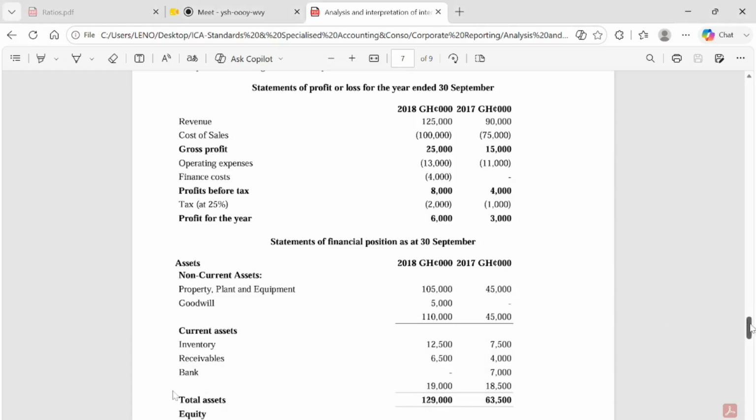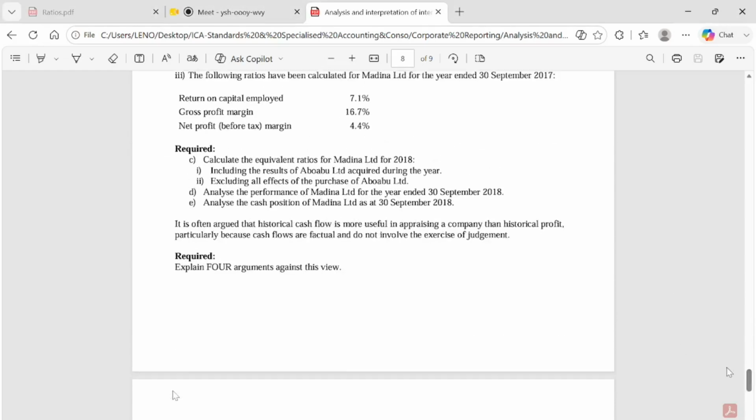So when you look at the question, including the what? The subsidiary. It says calculate the equivalent ratio for Madina Limited for 2018, including the results of Abu Abu Limited acquired during the year. So that means including the subsidiary. Now, excluding the effect of purchase of Abu Abu means excluding the subsidiary.